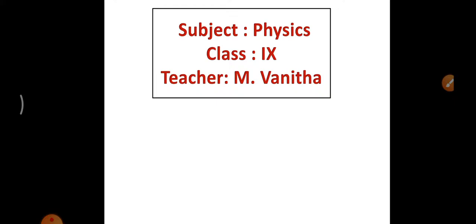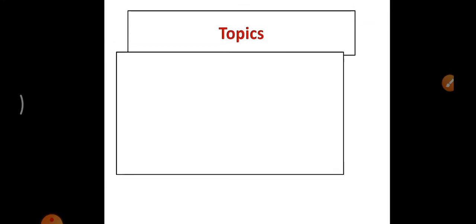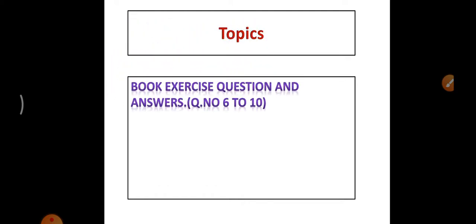Today we are going to see the subject physics, class 9, chapter number 8, motion. Topic: book exercise question and answer, question number 6 to 10. In the last class we discussed question number 1 to 5. In this class we are going to discuss question number 6 to 10.